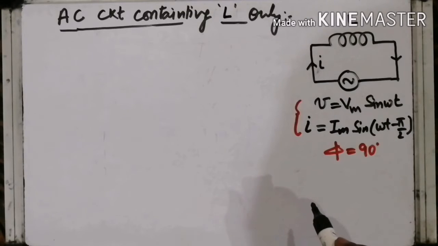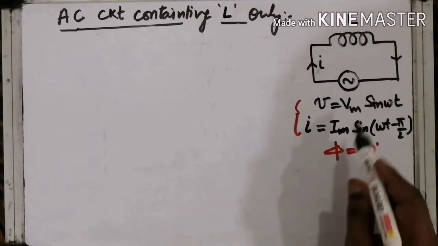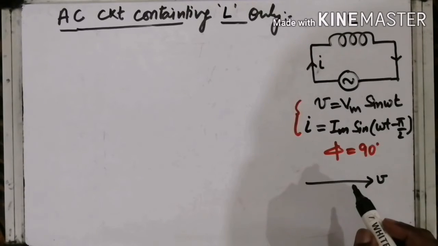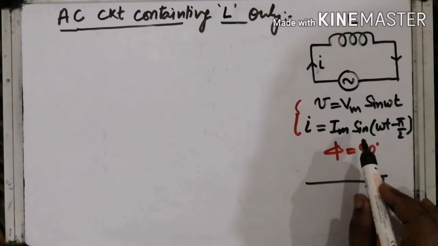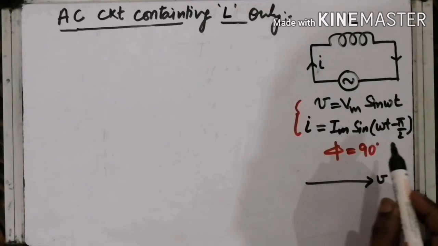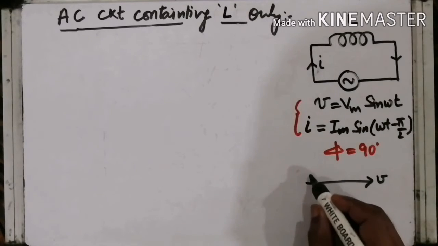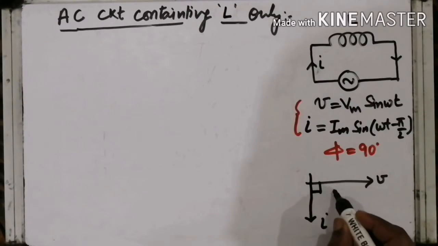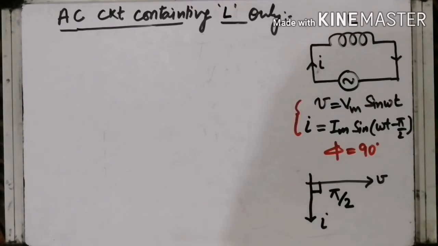Now for the phasor, see these two equations very carefully. This one is the voltage and the current lags behind by an angle of 90 degrees. So this is the phasor, right?